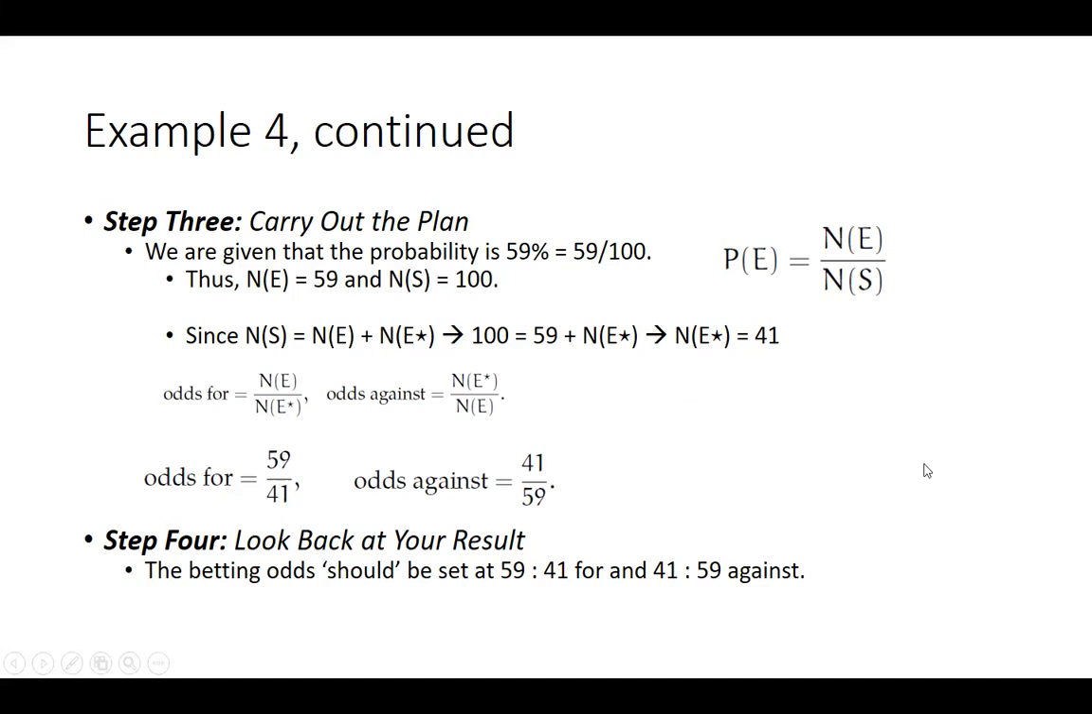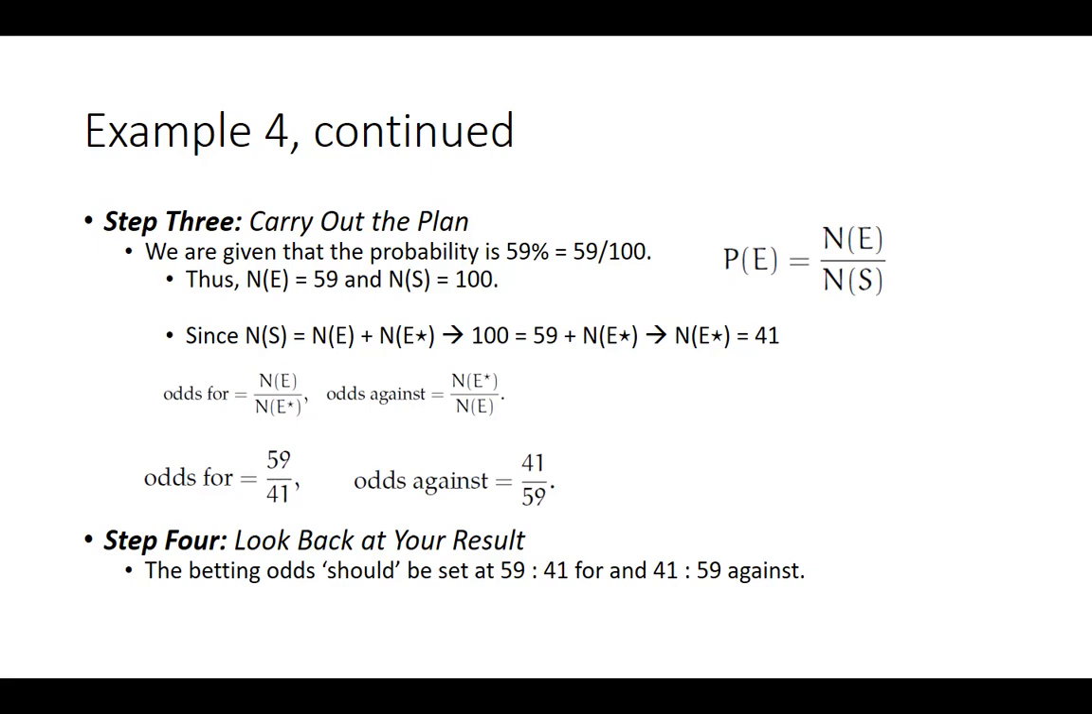Now we have N of E, we have N of E star. We're able to find the odds for and the odds against. The odds for, N of E over N of E star, is 59 over 41. The odds against would be the reciprocal of that, N of E star over N of E, 41 over 59. So the betting odds should be set at 59 to 41 for and 41 to 59 against.